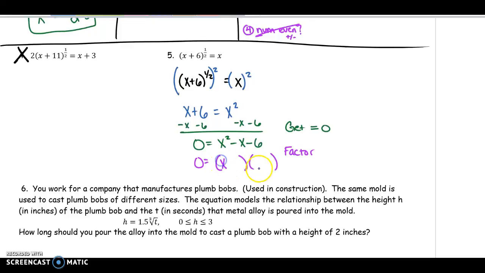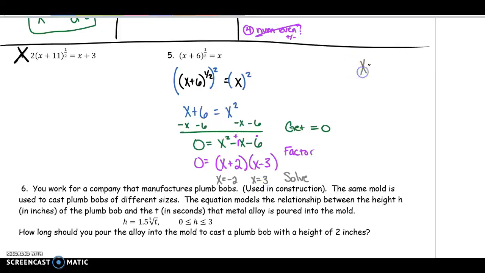We are looking for two numbers who multiply to give us -6 and add up to -1. Which numbers do that? -3, +2. Your next step is to solve. You get one side equal to 0, you factor it into binomials, and then you solve. Our solutions are x equals -2 and x equals +3.